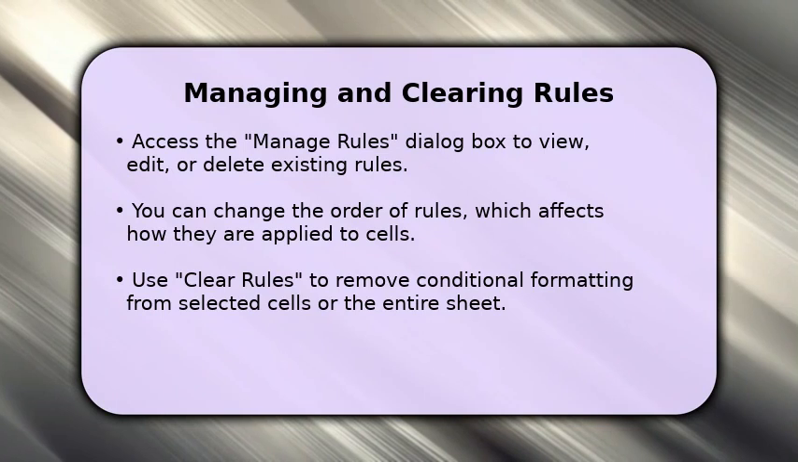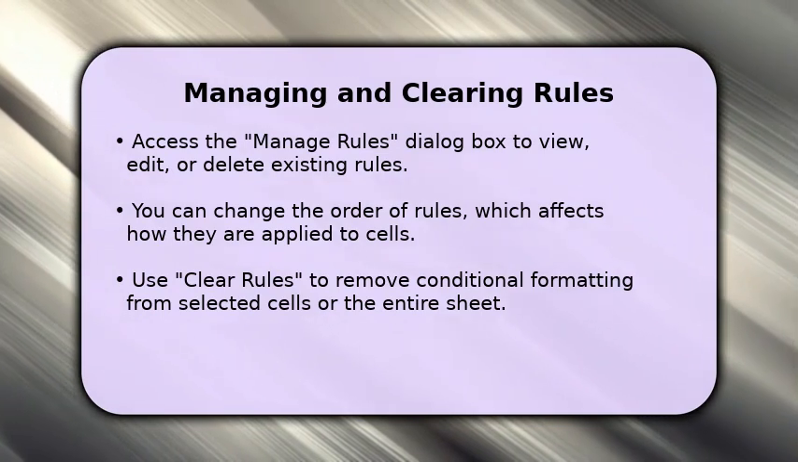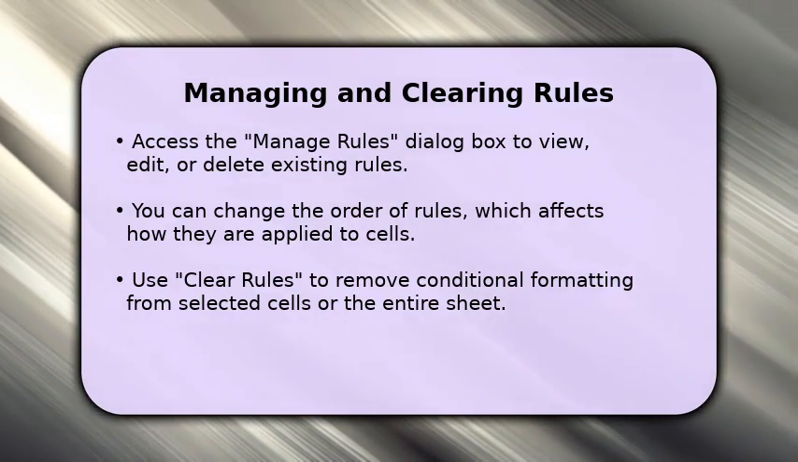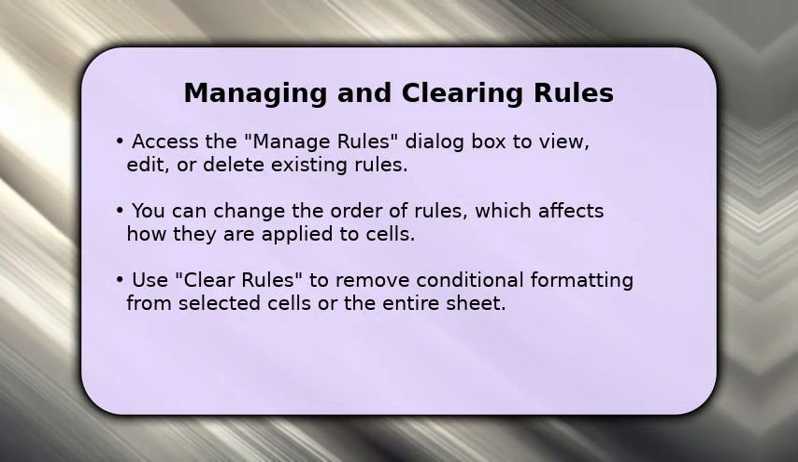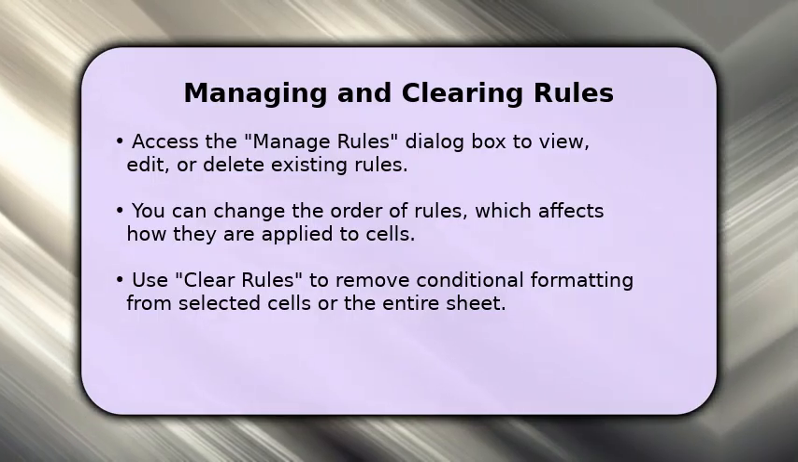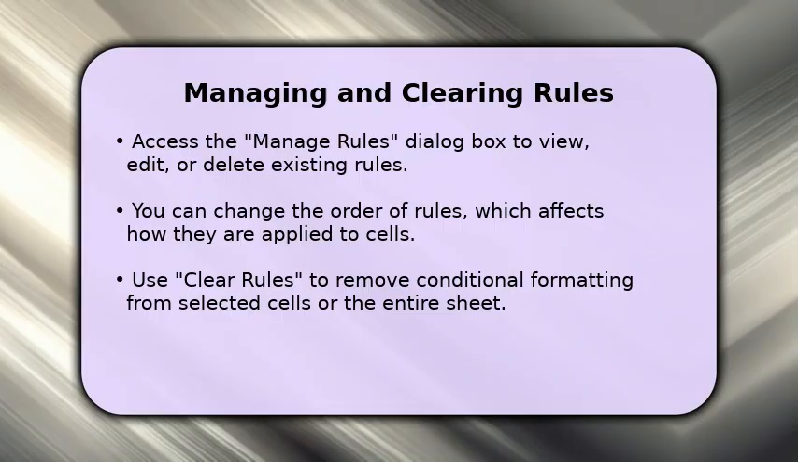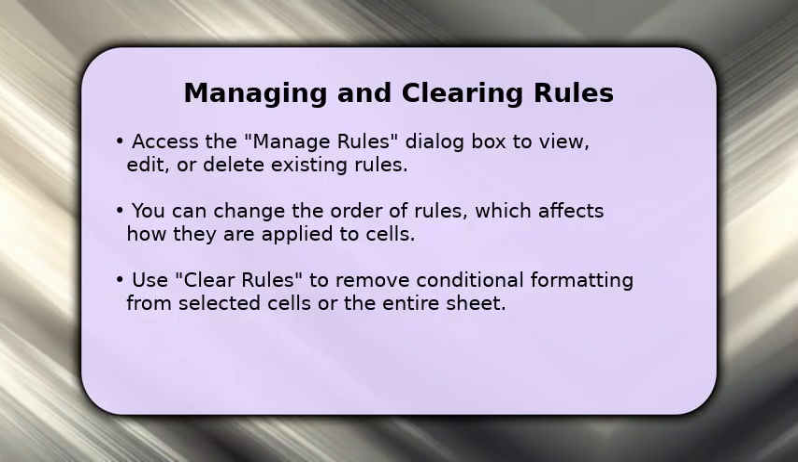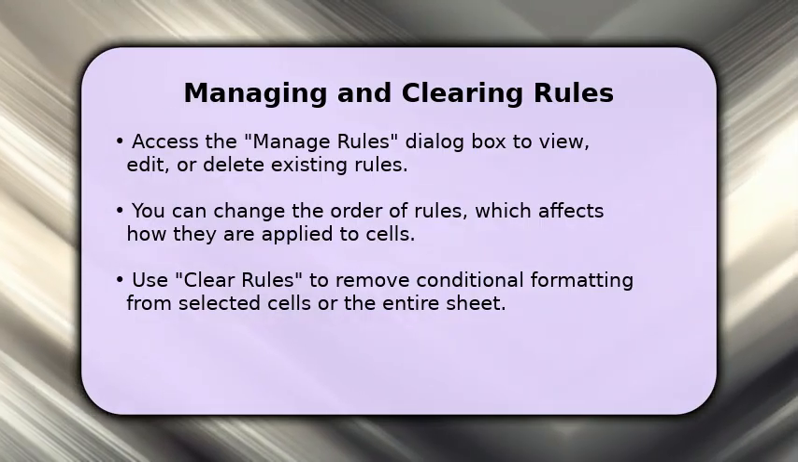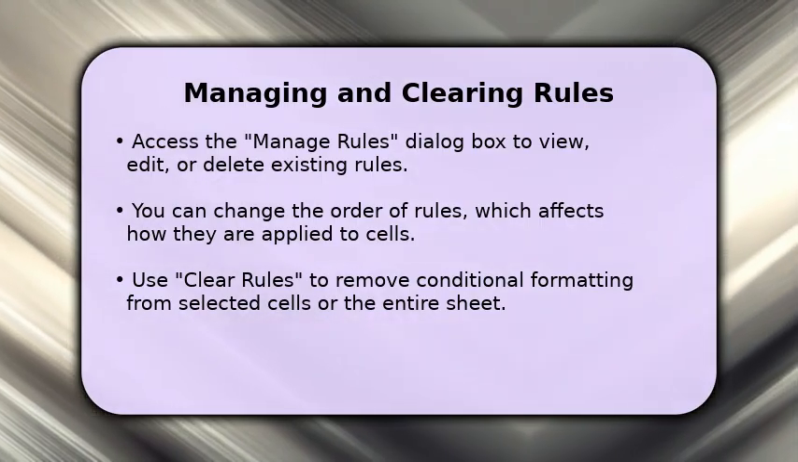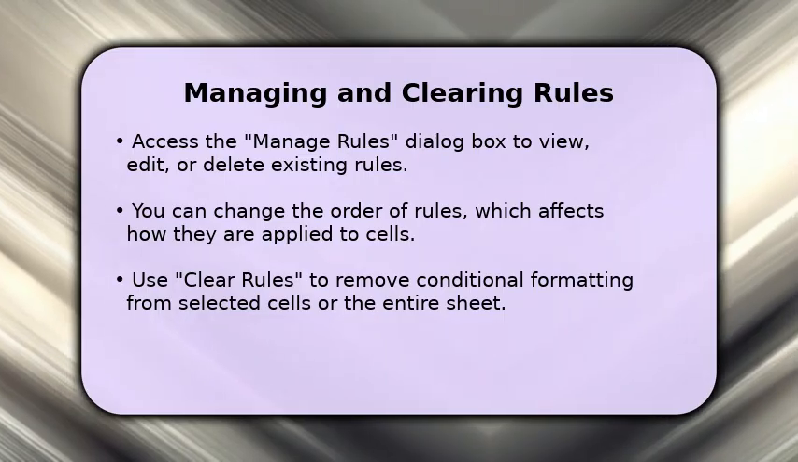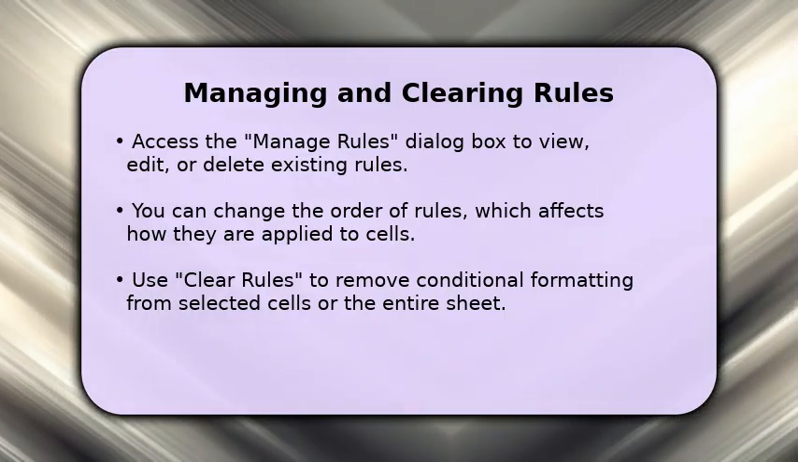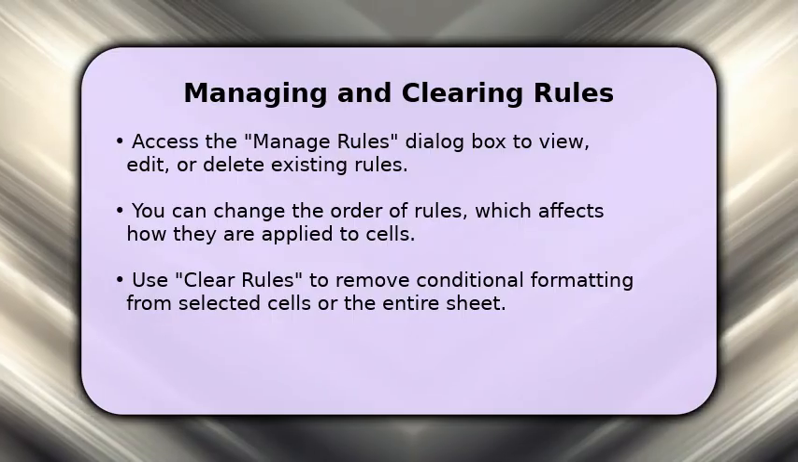As you apply more conditional formatting, managing your rules becomes essential. The Manage Rules option allows you to see all rules applied to your selection or worksheet. Here, you can easily edit, delete, or change the order of rules. For instance, if you have two overlapping rules, their order determines which one takes precedence. If you need to start fresh, the Clear Rules option lets you remove all formatting from a selected range or the entire sheet.